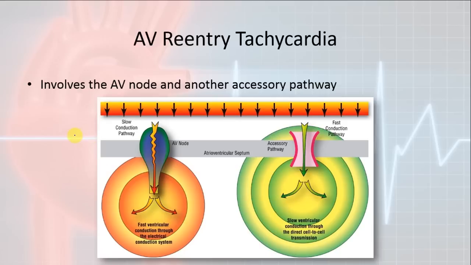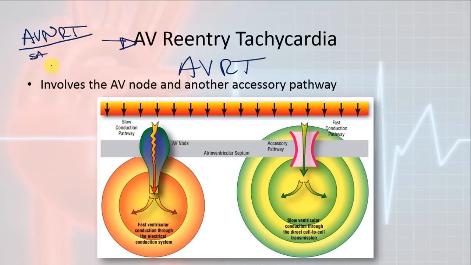Now let's talk about AV reentry tachycardia. This is going to be different. We just talked about AVNRT. This is different. It is AVRT. AVNRTs occur between the SA node and the AV node, where the signal goes around and round between these two nodes. In AVRT, you don't use the SA node. It uses the atrioventricular septum and the AV node. And what makes it interesting is now you have an accessory pathway that causes the circus reentry problem.